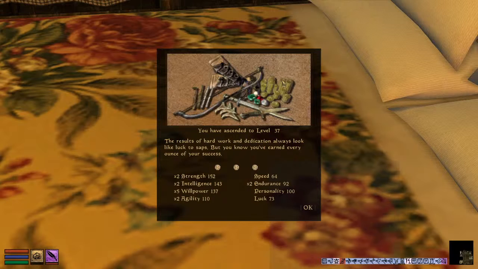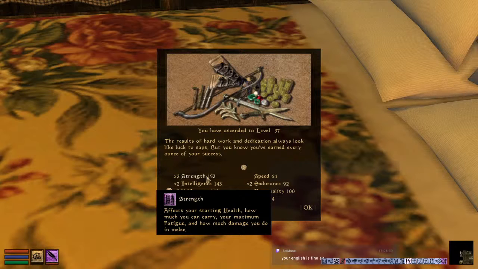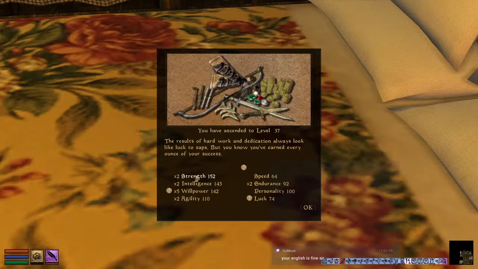So, I think we can increase our willpower because it's a nice multiplier, and our luck. And my English is fine, sir. Thank you very much. At least it has a nice Italian accent. And maybe strength, because Xiaoyu is always looking for feather potions. Okay.